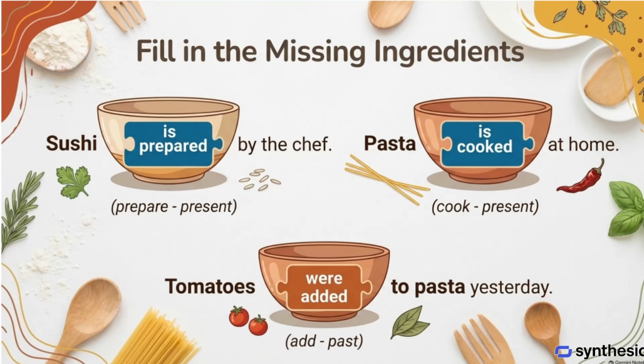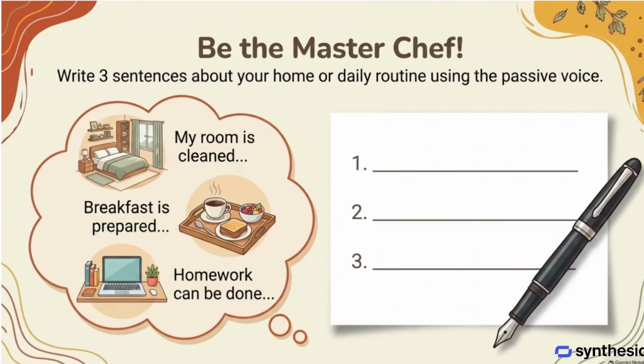Well done. Be the master chef. Now, it is time for you to use the passive voice. Write 3 sentences about your home or your daily routine. Try to use the passive voice. For example, my room is cleaned. Another example is, breakfast is prepared.